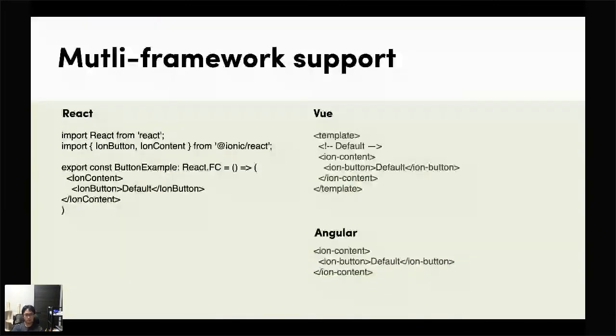Ionic supports React, Vue, Angular, and native JS, and we can use almost similar syntax. If we want to show the content, use ion-content, and if you want to show a button, you just call ion-button. It follows almost similar rules to the JS libraries, so we can share knowledge across several frameworks.